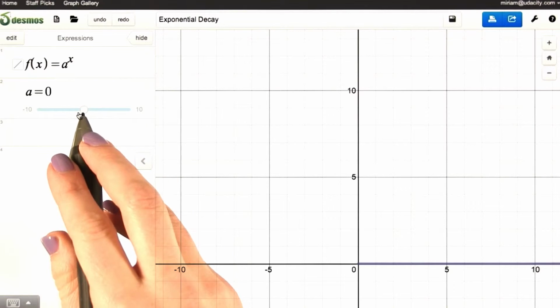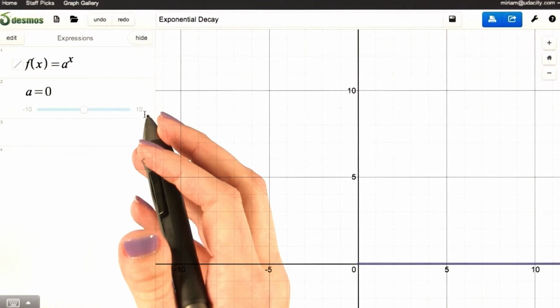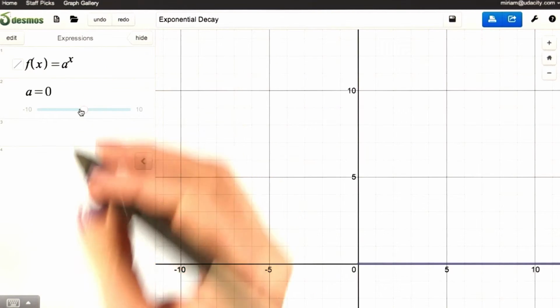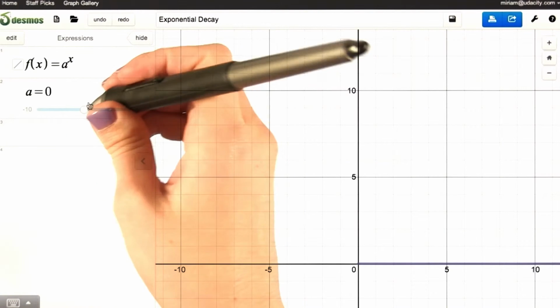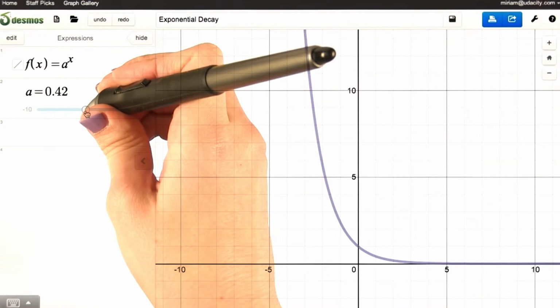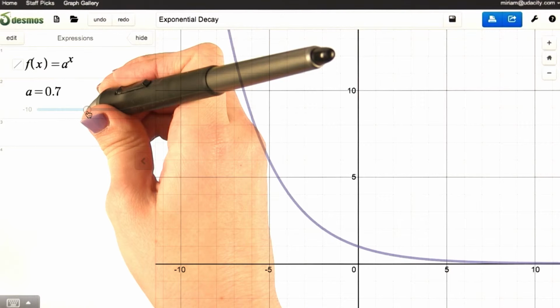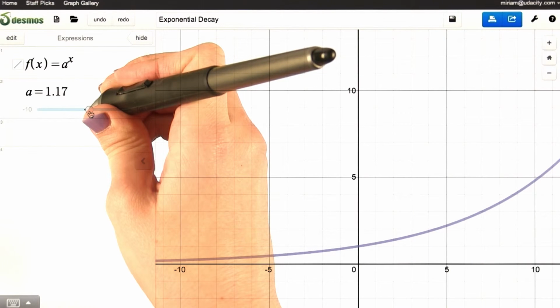We can, of course, also slide over into the exponential growth area as well. That would just mean we need to increase a past 1. Let's try that. Here we are back in our exponential decay, and there we go, we're growing. Just above 1, we already see that new pattern forming.